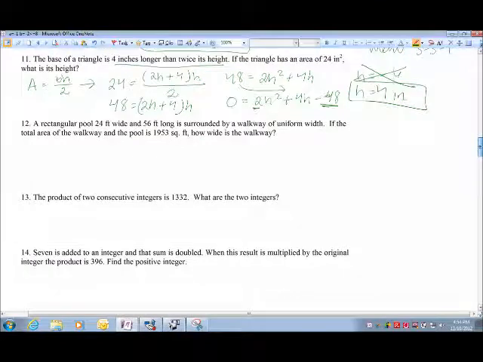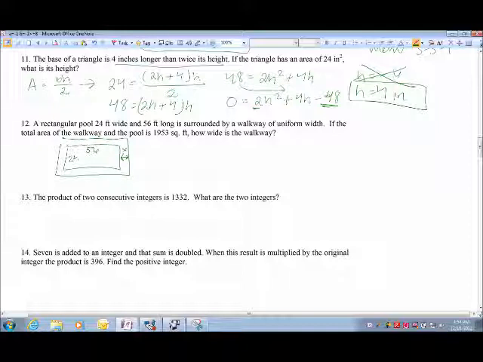Alright, problem 12. We have a rectangular pool that's 24 feet wide and 56 feet long. And it's surrounded by a walkway of uniform width. And we're going to call that uniform width all the way around x. If the total area of the walkway and the pool is 1,953 square feet, how wide is the walkway?